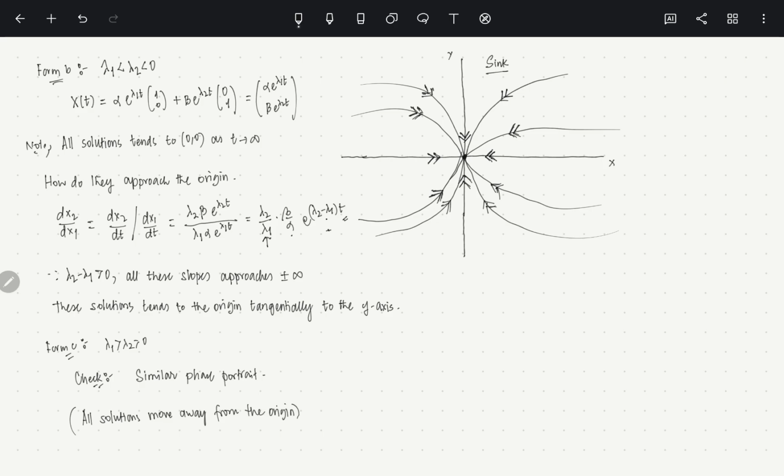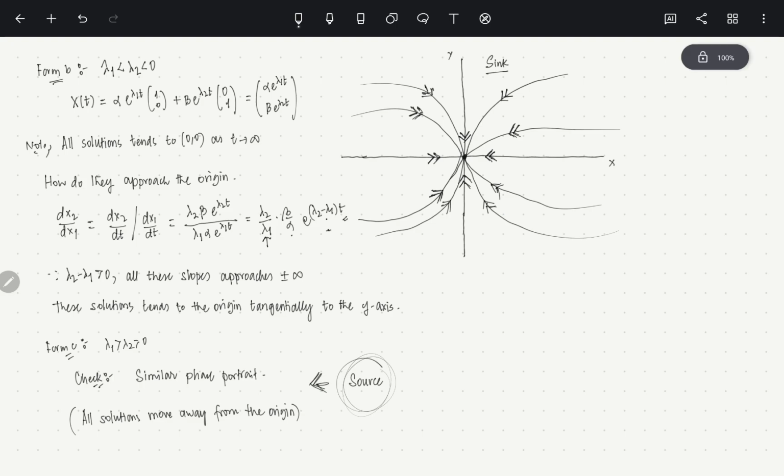I hope you understand what is happening. Okay, here in the earlier sink case, everything is moving towards the origin, and here every solution is moving away from the origin. Is it okay? So if that is the case, then the origin, if you think of it, everything is originating at the origin and moving away. So basically we call such a situation a source. You understand? The initial situation is sink, in this case it is source.